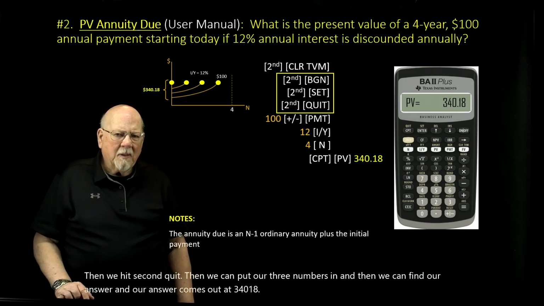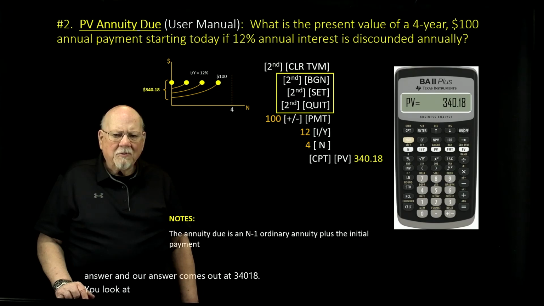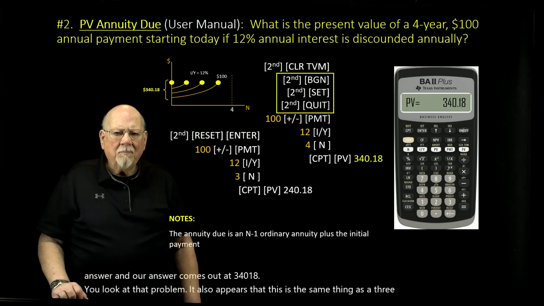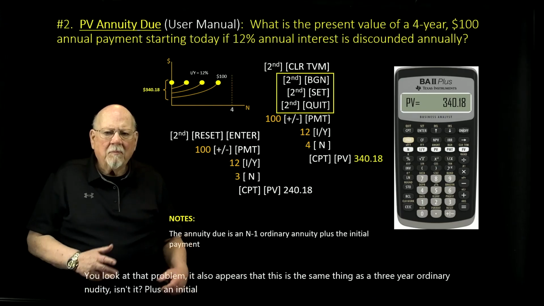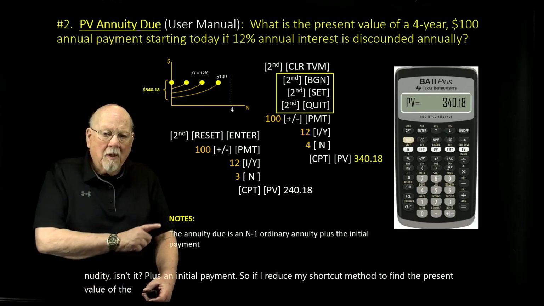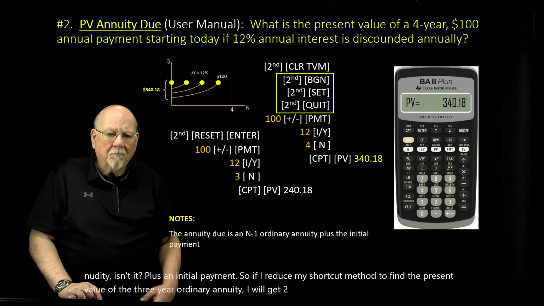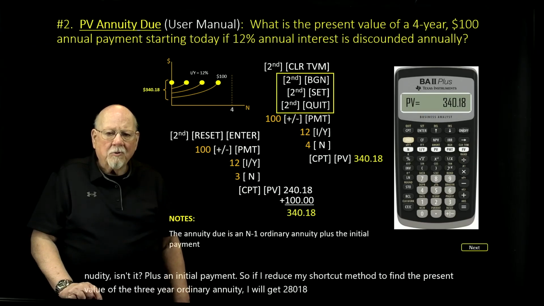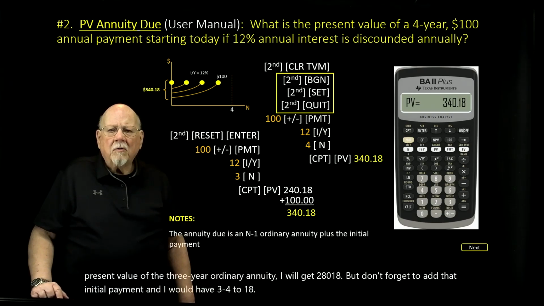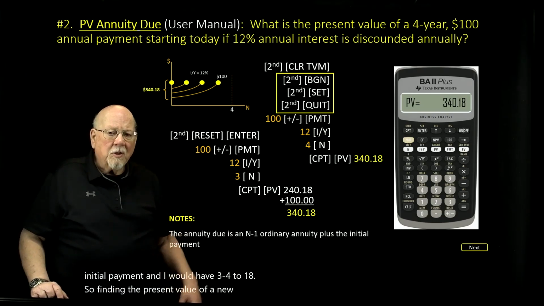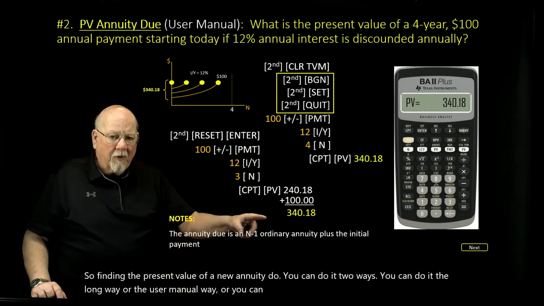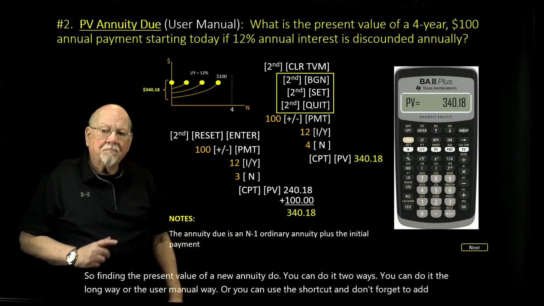If you look at that problem, it also appears that this is the same thing as a 3-year ordinary annuity, isn't it? Plus an initial payment. So if I were to use my shortcut method to find the present value of the 3-year ordinary annuity, I would get 280.18. But don't forget to add that initial payment, and I would have 340.18. So finding the present value of an annuity due, you can do it two ways. You can do it the long way or the user manual way, or you can use the shortcut, and don't forget to add the initial payment.